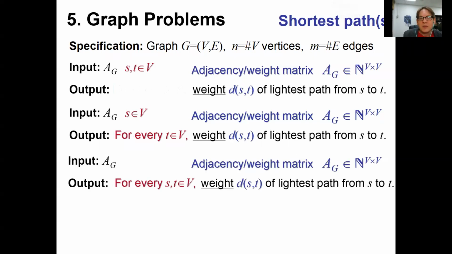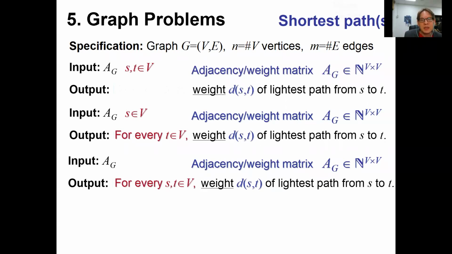And this extends further to the third problem, where there's not even a start vertex given in the input, but all pairs of vertices, start and target, are to be output by the algorithm, more precisely the weight of the shortest path from any possible start vertex to any possible target vertex. That's the third problem we're going to consider.